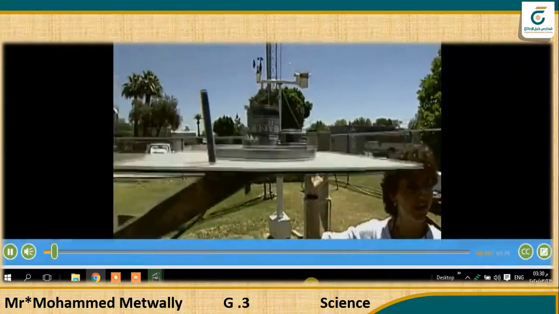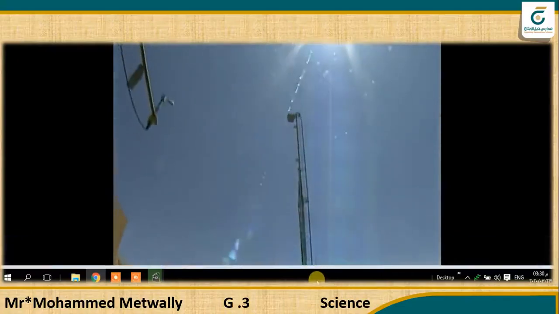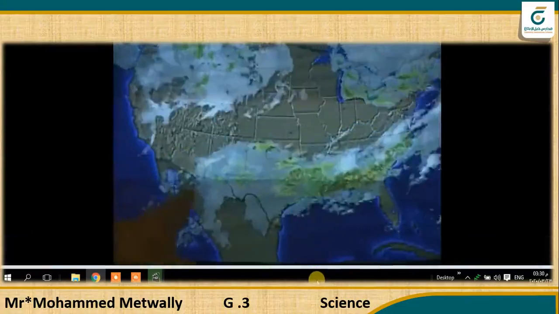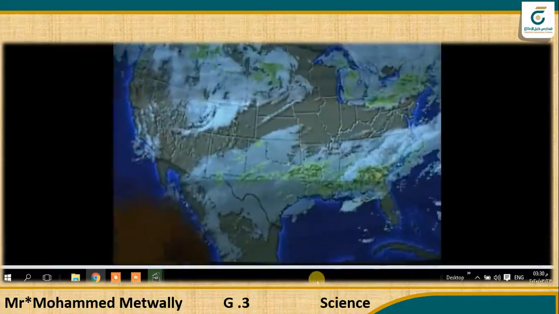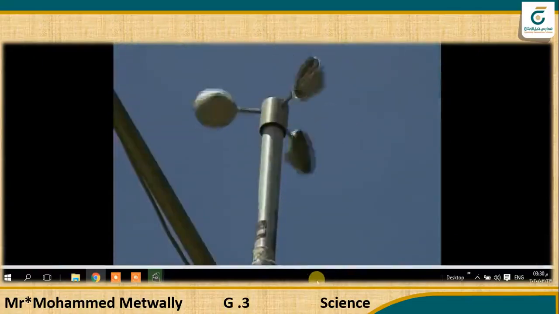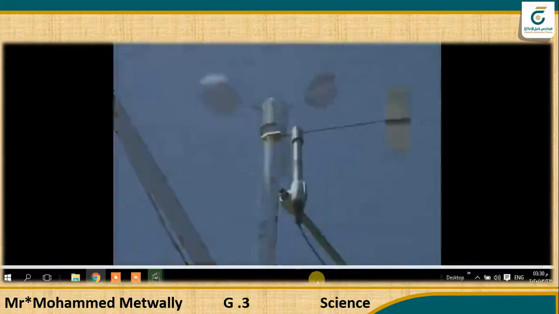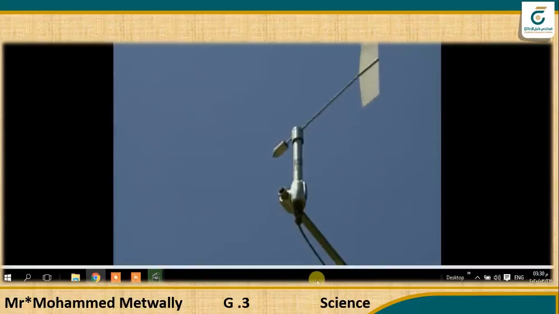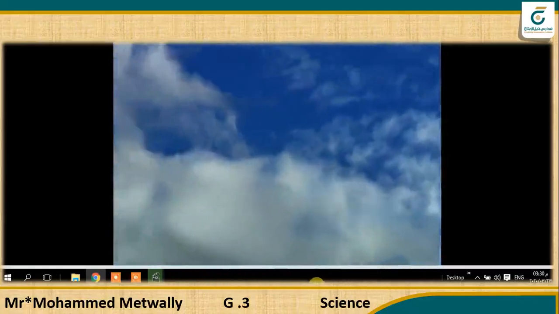Scientists use a number of tools to help them measure and describe weather. These tools also help them predict what the weather will be like. An anemometer is a tool used to measure wind speed. A wind vane shows the direction from which the wind is blowing. Both wind speed and direction affect the weather.